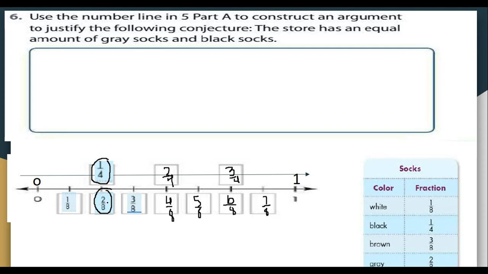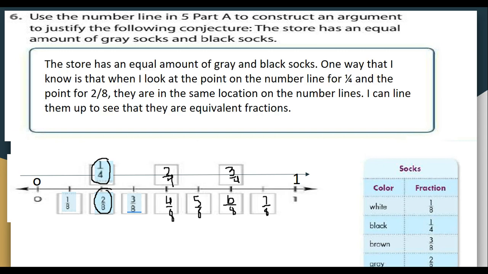Are these two fractions equal? Are these the same? Is the statement the store has an equal amount of gray socks and black socks correct? Okay, because when I look at these two fractions, they look like they are at the same spot on each number line as part of the whole. So let's see if we are correct. It says the store has an equal amount of gray and black socks, just like we said.